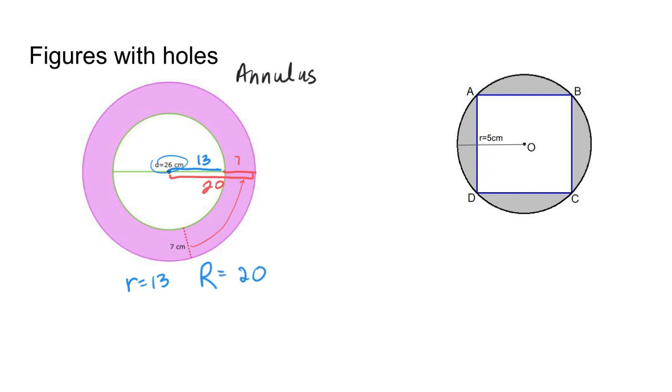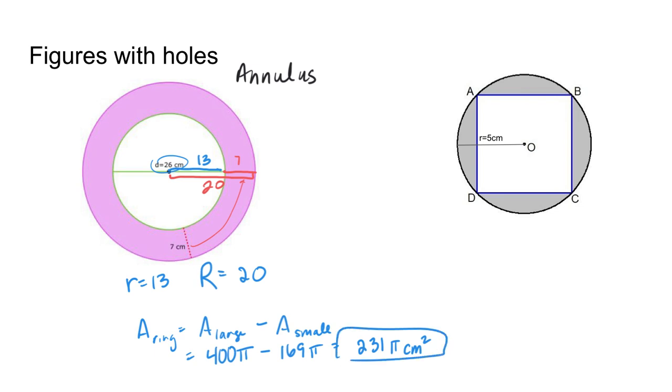So my area for this shape, the area of the ring, is going to be the larger circle minus the smaller circle in between. My larger circle has a radius of 20, so 20 squared is 400, so that's 400 pi, minus the smaller circle. 13 squared is 169, and I get a total here, let's see, 231 pi centimeters squared.